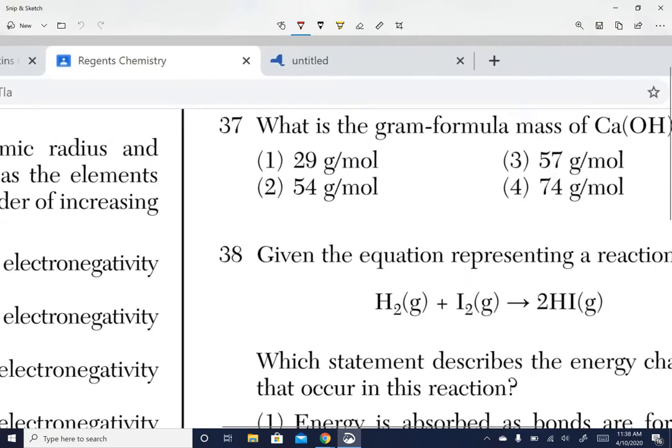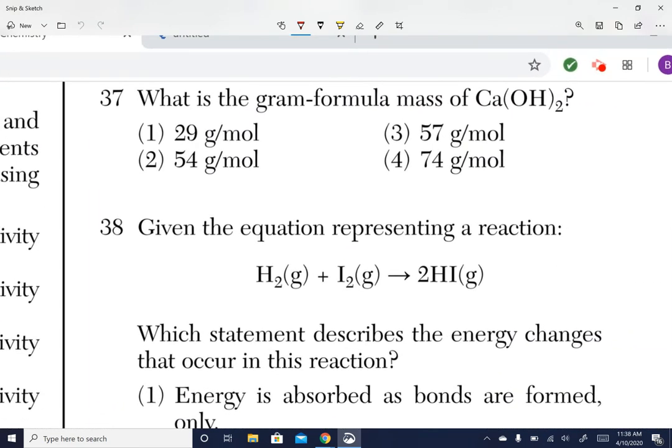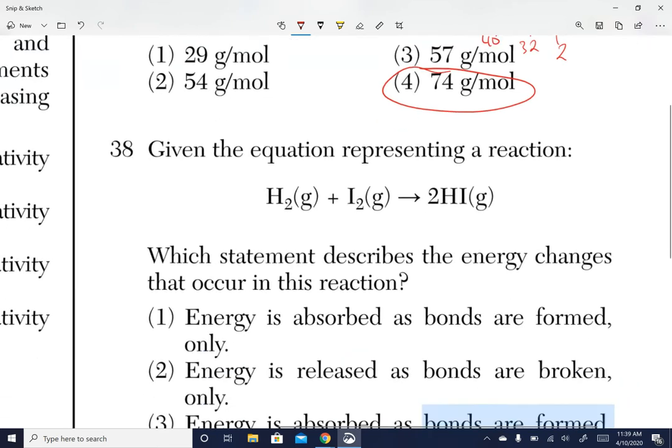All right, gram formula mass of Ca(OH)2. You go to your periodic table, look up the mass of Ca, the mass of O, and the mass of H, and add them up. Ca is 40 grams. Each oxygen is 16, so 16 times 2 is 32. Each H is 1, so 1 times 2 is 2. So 40 plus 32 plus 2 is 74 grams per mole. I went a little fast because I've already done this. This is why I picked some of these problems, just good review. Hopefully that makes sense.